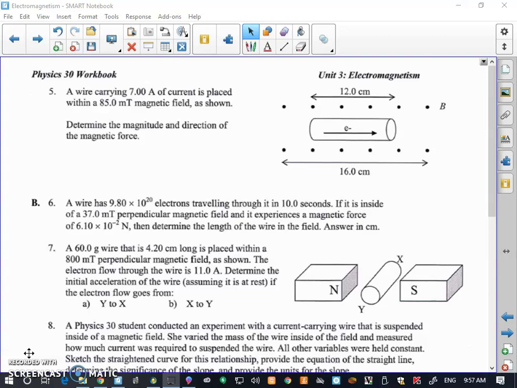All right, question number 5. A wire carrying 7 amps of current is placed within an 85 millitesla magnetic field as shown. Determine the magnitude and direction of the magnetic force. Okay, so let's figure out the magnitude first. And so I write down my formula.